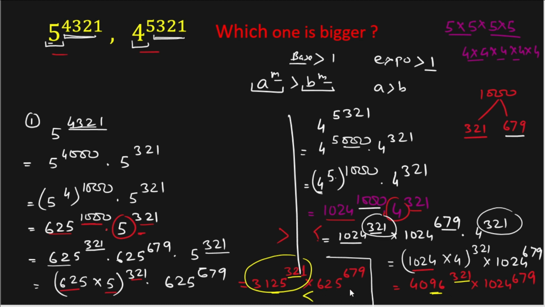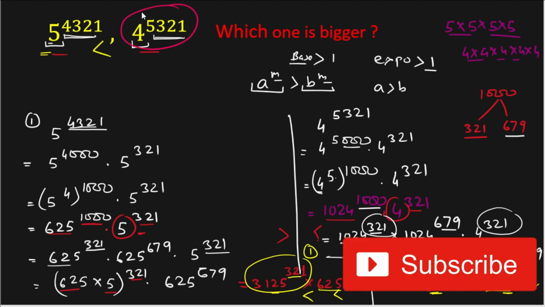Now we'll compare the second factors. Here also the power is the same. Now we'll compare the base. The base of the first factor is 625 and here it is 1024. So the base value of this first term is less than the second one, so we can say that the second factor value is also less than the second factor value of this term. Now from this it is evident that the first factor value is less than the second one. So friends, from here we can say that this factor is bigger than the first one. So this is the bigger one.